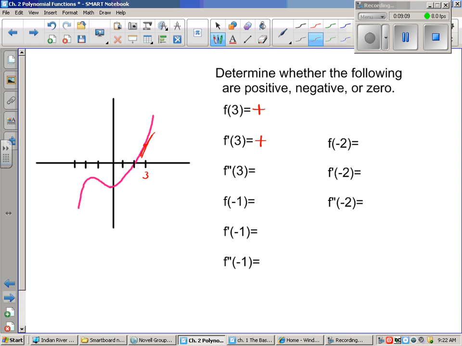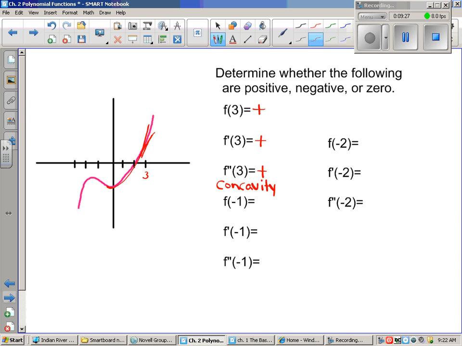Now, here's the thing. Remember, first derivative, we could see it's going up. That's kind of obvious. The second derivative is talking more about concavity. So is it open up or is it open down? And if you look, here's the curve. It is open up. That would be positive.